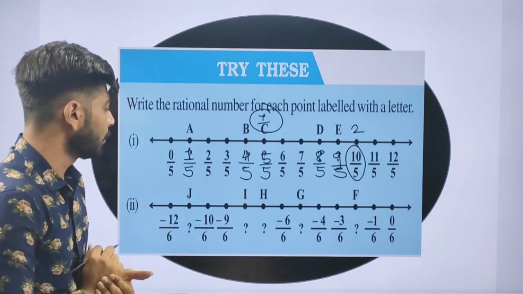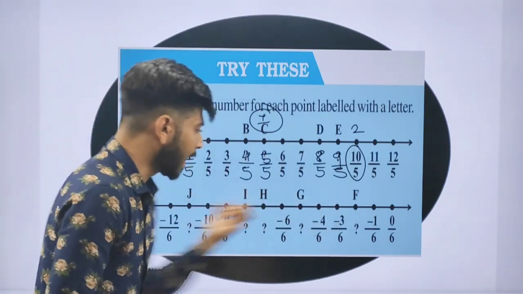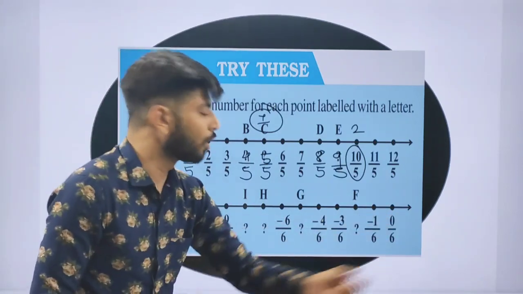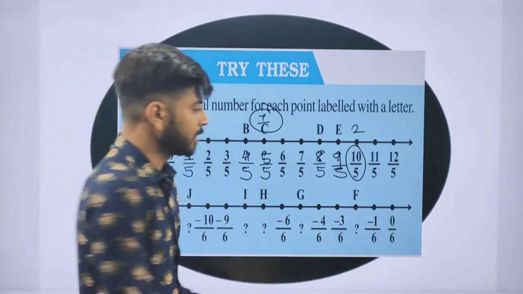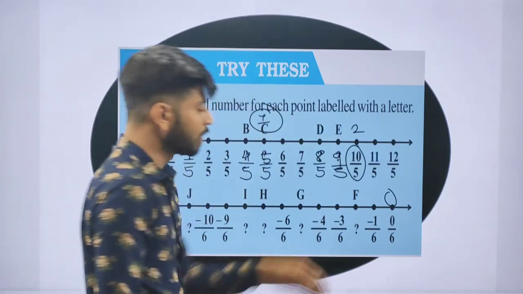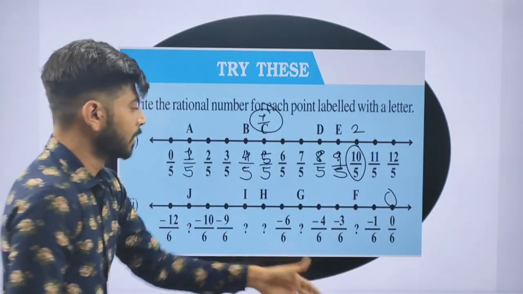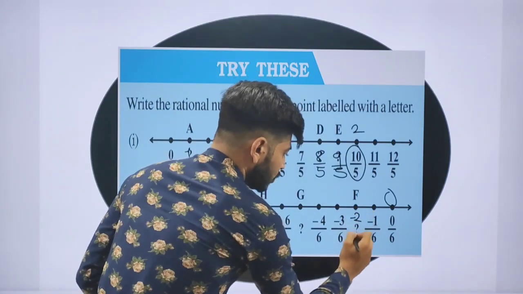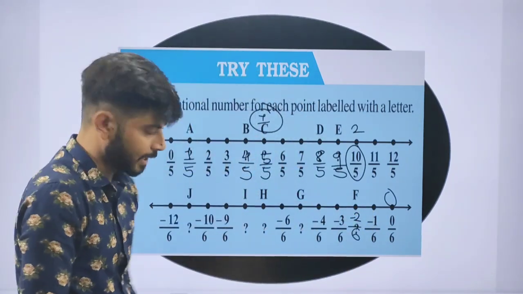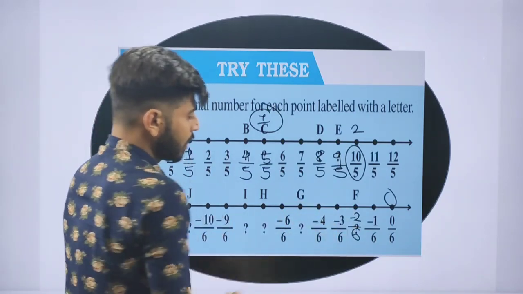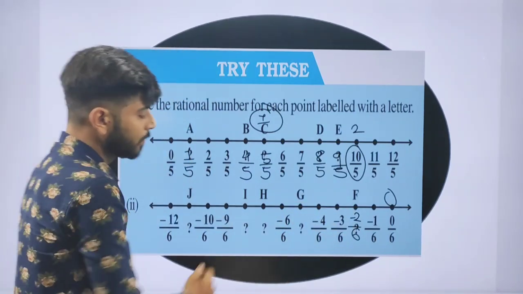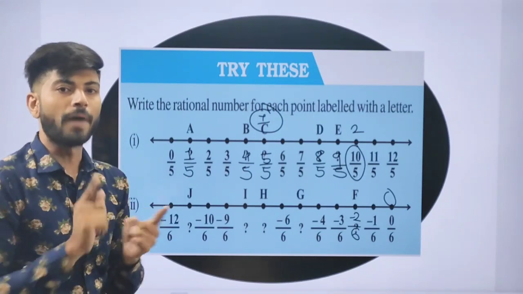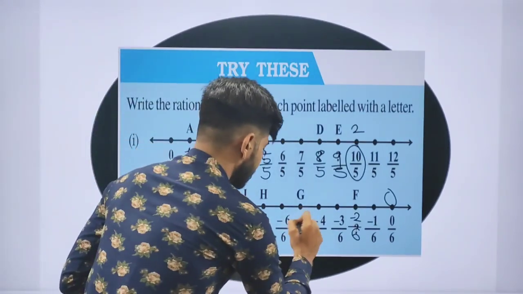Now for second, you can see it is negative. 0 upon 6 is given, which means it is 0. Now minus 1 upon 6, then what will be next? On the left side it will be minus 2, and we will put the denominator as it is, so it is minus 2 upon 6. Then minus 3 upon 6, minus 4 upon 6. What will be the next? Minus 5 upon 6. Yes.